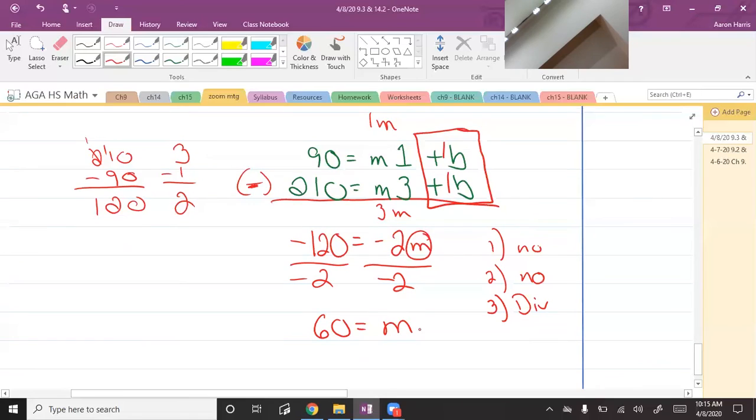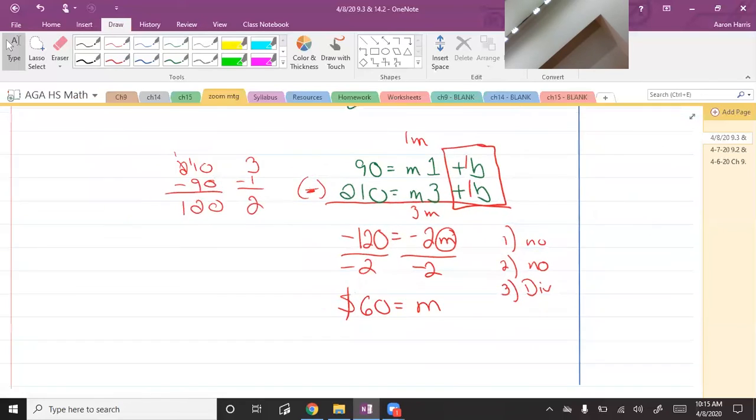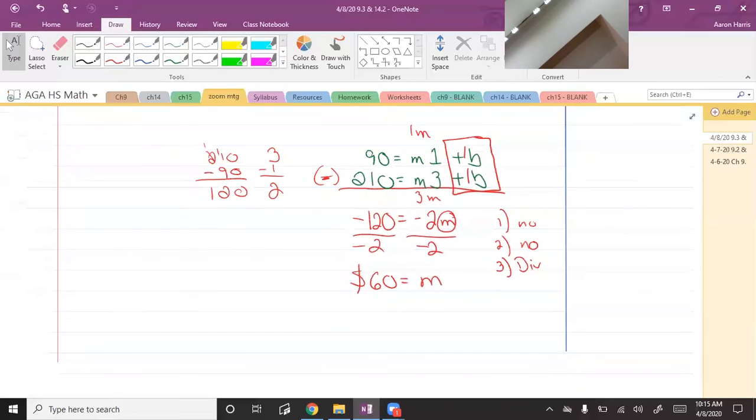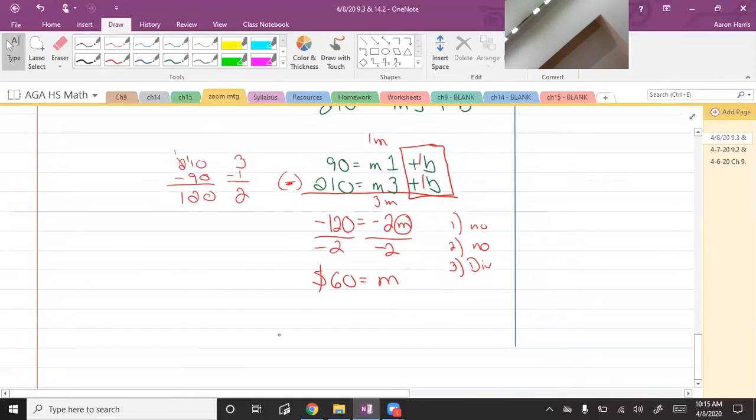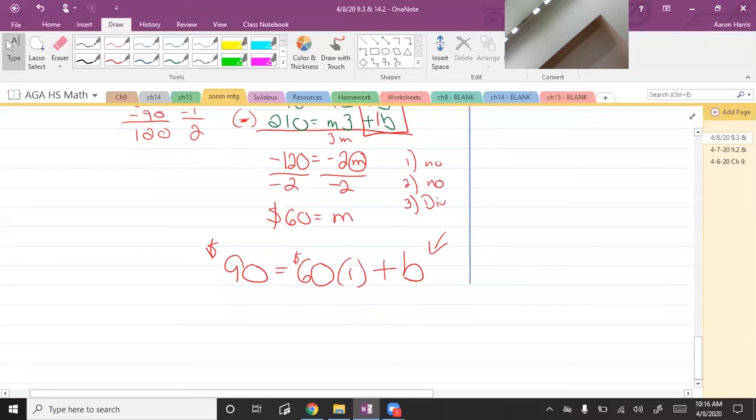M is my slope, which is my rate of change. So what is he charging per hour? $60. You see how easy that was? All right. So now, if I know that he's charging $60 per hour, well, I know that for a 1 hour job, it's going to cost somebody 90 bucks. So here's $60 times this 1 hour. So how much is he charging initially? The y-intercept right there, okay?